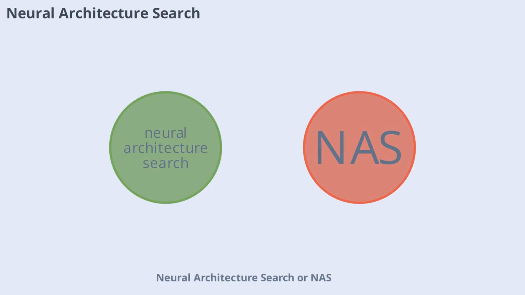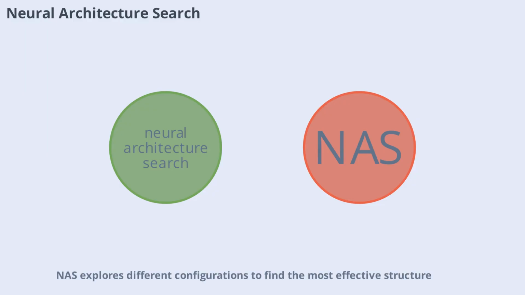Neural architecture search, or NAS, is an advanced technique where algorithms automatically design the best neural network architecture for a given task. Instead of manually selecting layers and connections, NAS explores different configurations to find the most effective structure. This approach can lead to highly optimized models that outperform hand-designed architectures. NAS is computationally intensive, but can yield significant improvements in accuracy and efficiency.